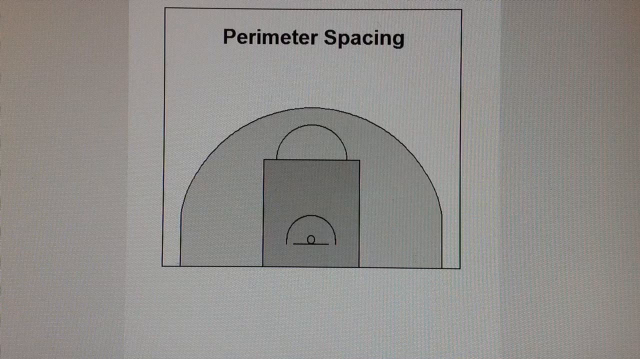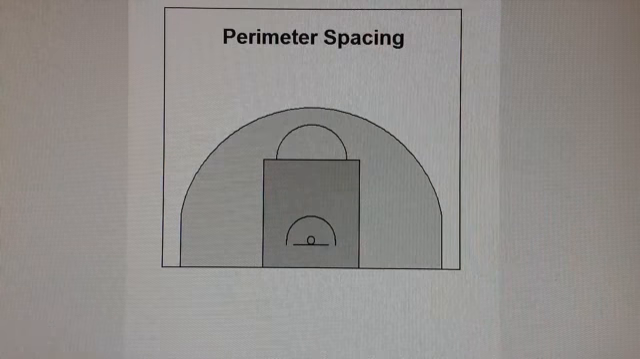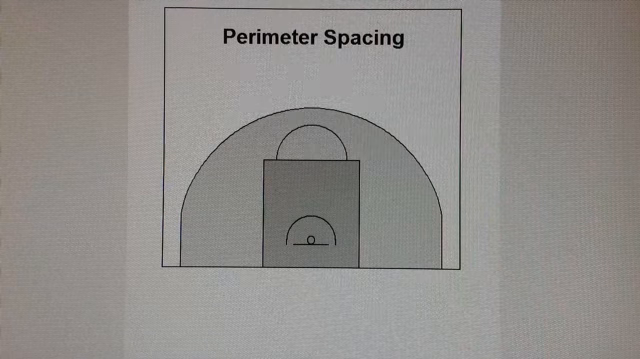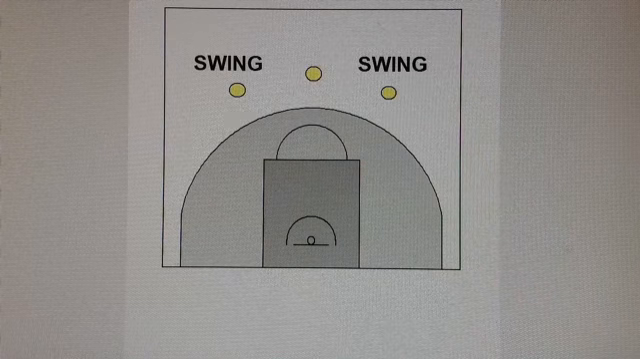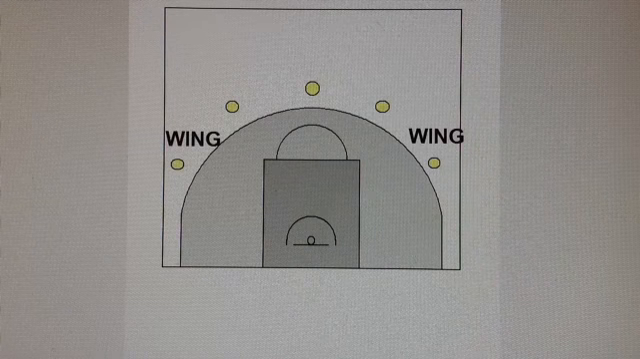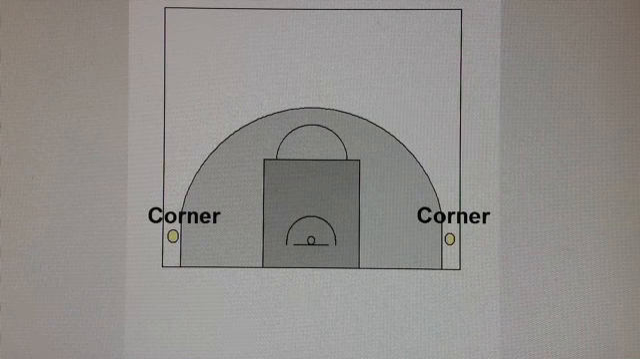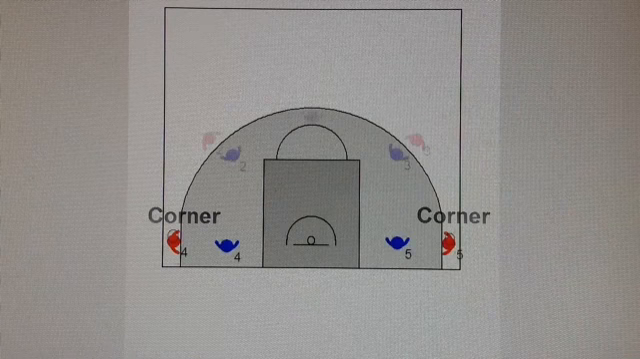The purpose of this movie is to try to explain a little bit about the spacing we use and the use of single and double gaps. So we start off with a description of some of the spaces that we use. In our perimeter spacing, we have the top, the two swing spots, the wings, which are foul line extended, and the corners, which are in line with the basket.